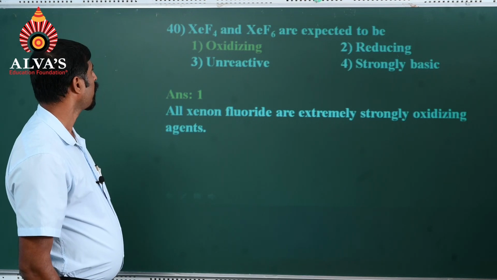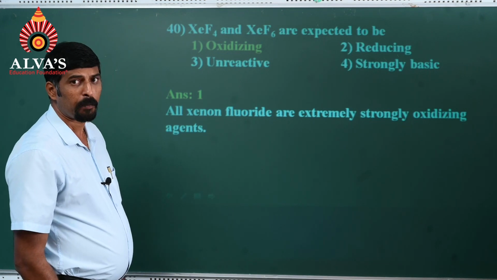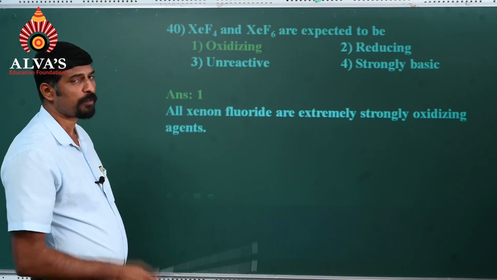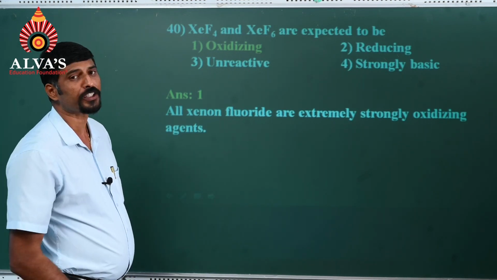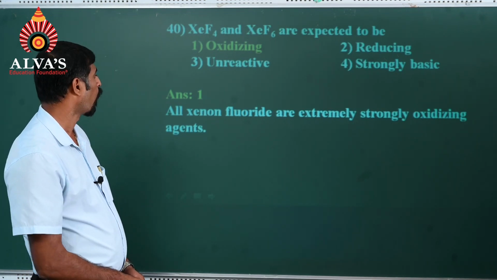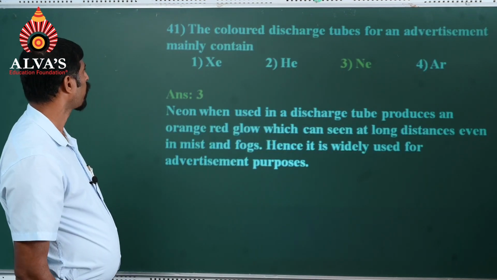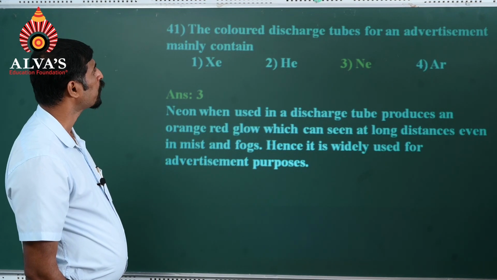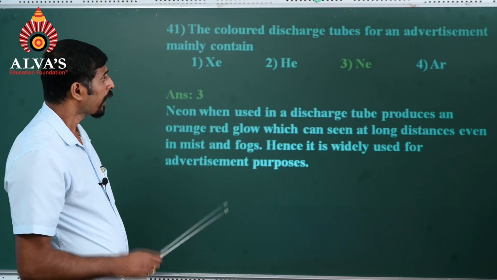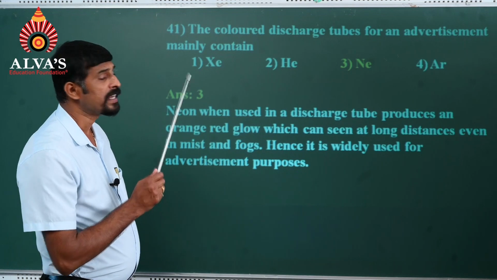Next, we will move on to question number 40. XeF4 and XeF6 are expected to be. Please remember, that is xenon tetrafluoride and xenon hexafluoride. These are the strongest oxidizing agents. They can be used as fluorinating agents. Therefore, option first is the right answer. We will move on to question number 41. The colored discharge tubes for an advertisement mainly contain. In the advertisement, the colored discharge tube contains neon.